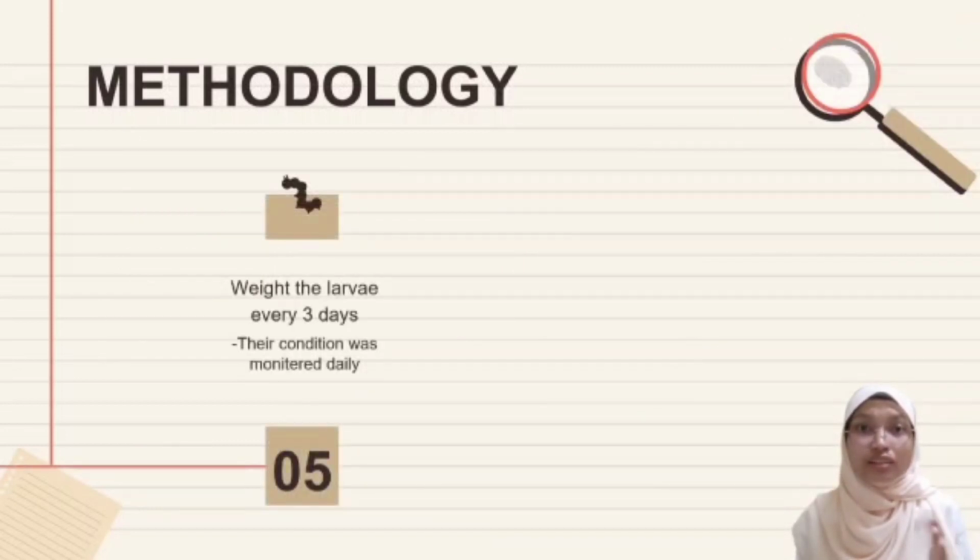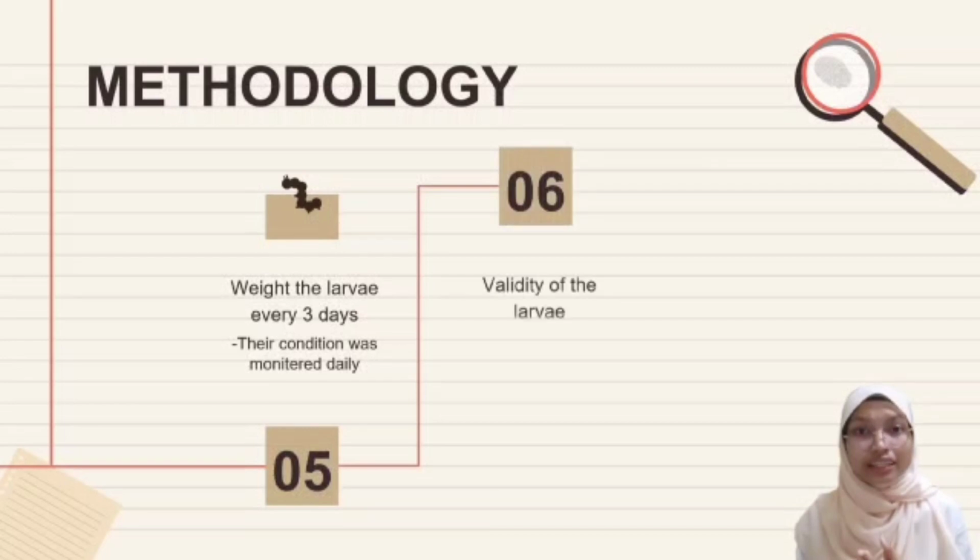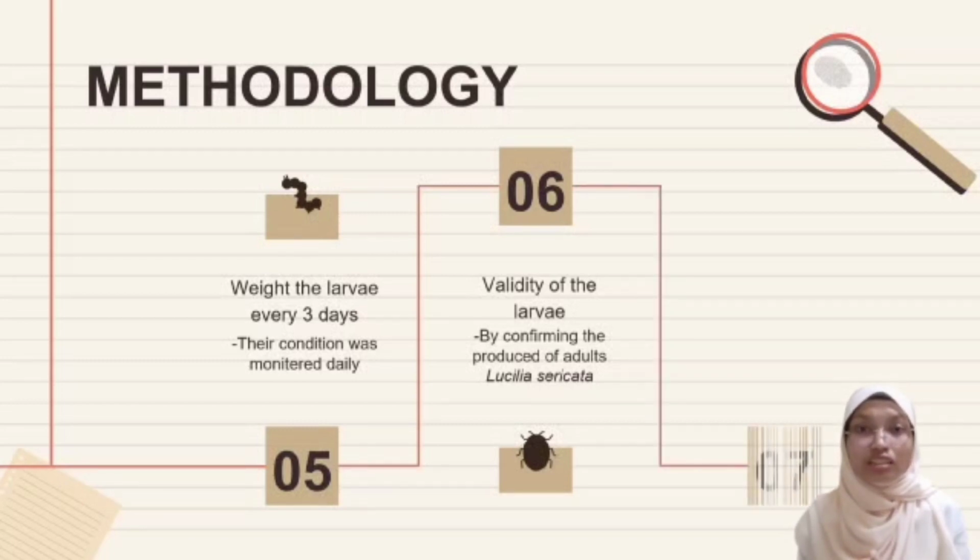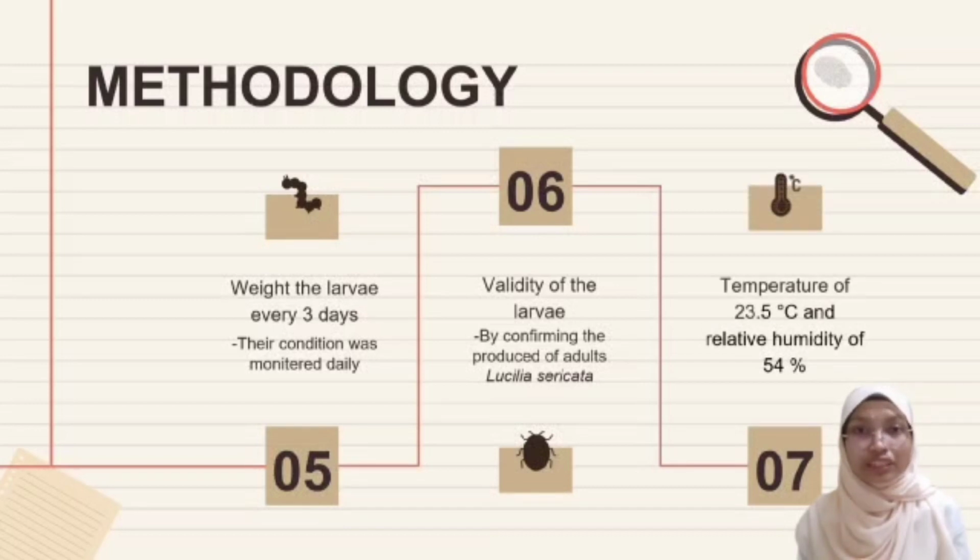Next, weighings of the larvae were conducted every 3 days, while their condition, including vitality and mobility, was monitored daily. The experiment continued until the third instar larvae began to pupate. The Lucilia sericata adults that the larvae produced confirmed the validity of the larval material. The experiment was performed at a temperature of 23.5 degrees Celsius and relative humidity of 54%.